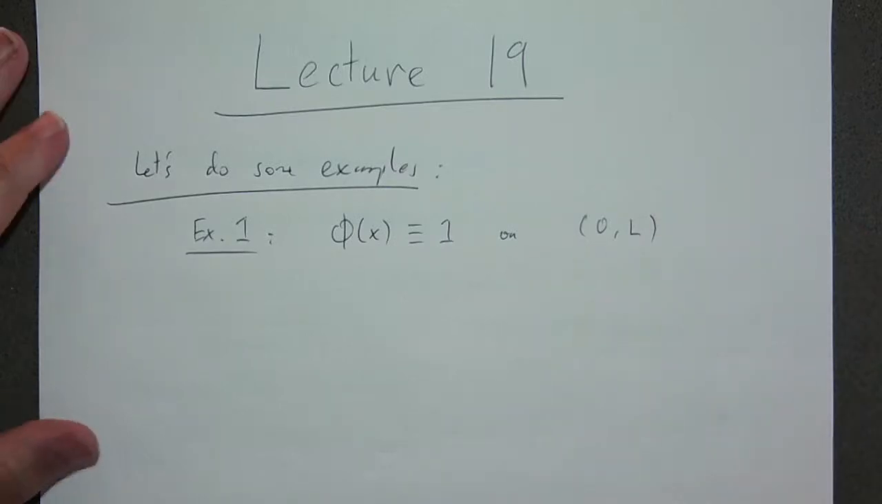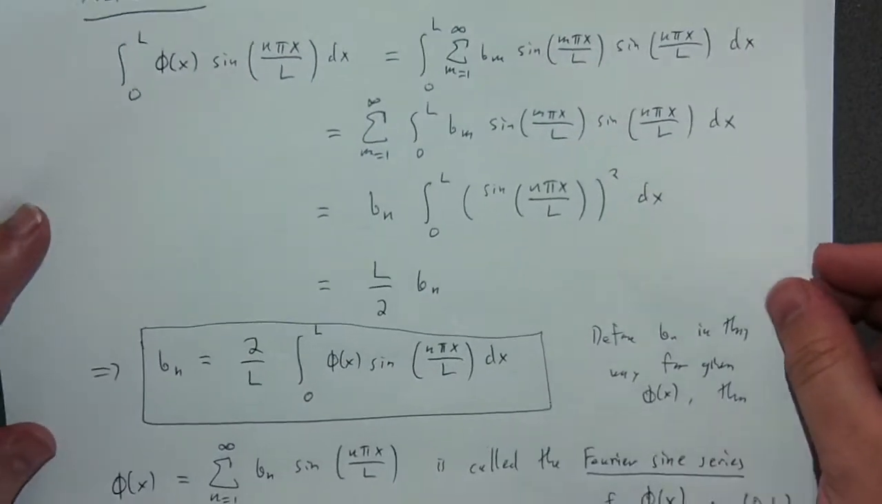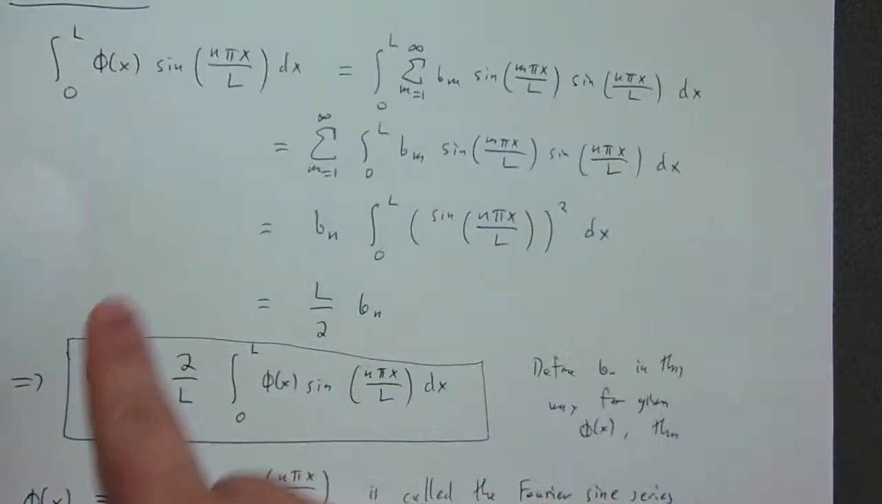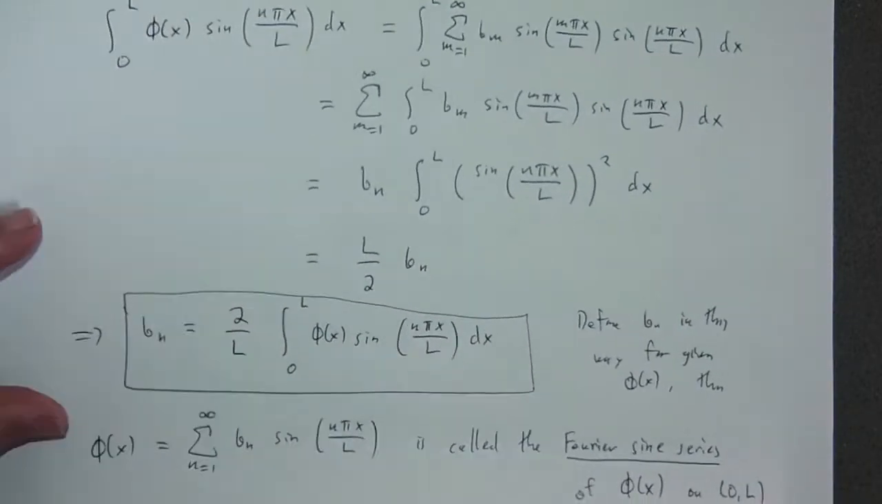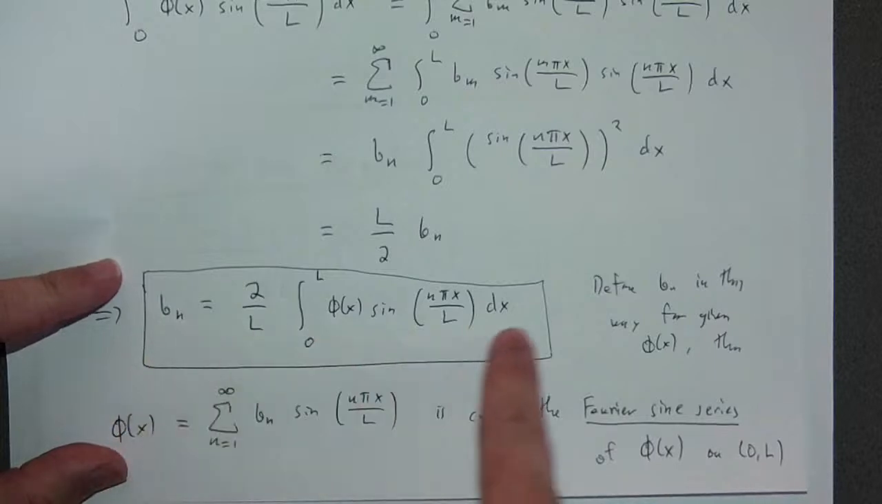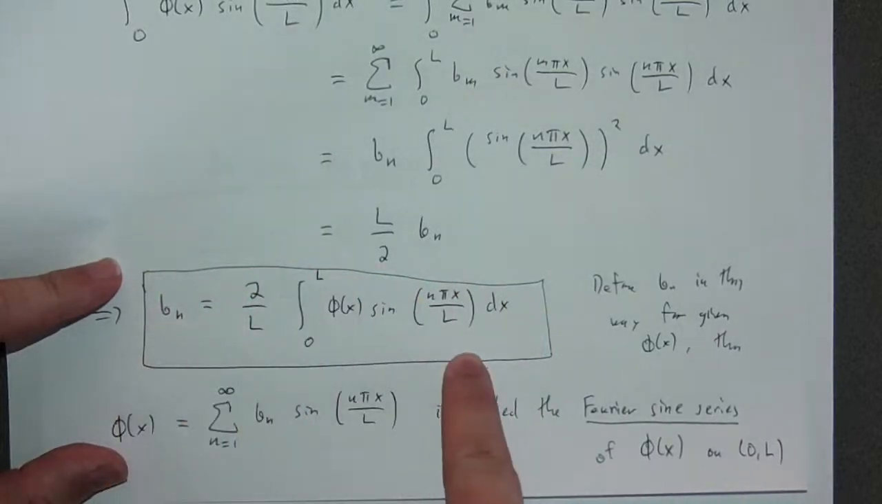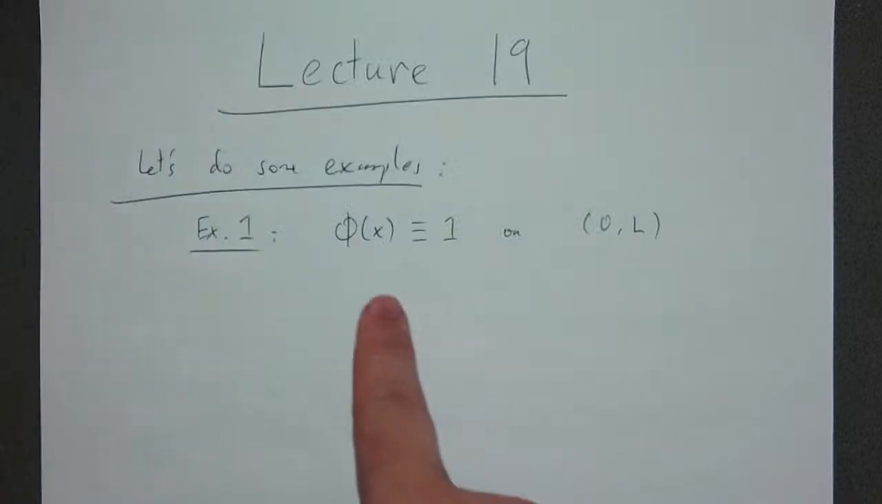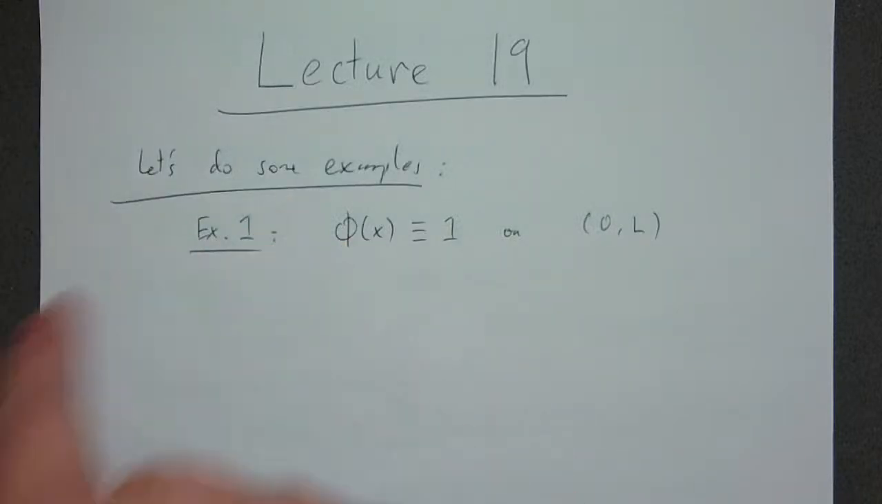All right. Well, let's recall our Fourier sine series definition. The definition was that this phi could be written as this sum of b sub n's times sine of n pi x over L, where the b sub n's were computed via this formula, right? So let's find the Fourier sine series, cosine series, and then the full Fourier series for this function.